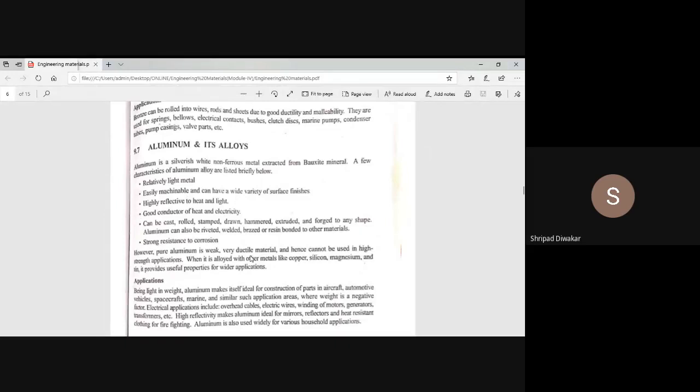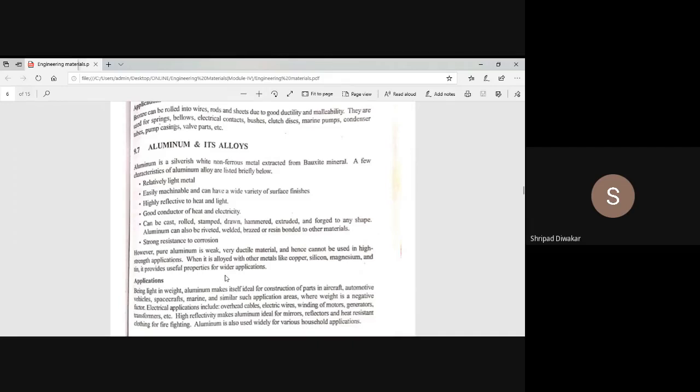And one more important property is it has very strong resistance to corrosion, like your brass and bronze. And one advantage is it is very light in nature. These are the properties. On the other hand, it is a ductile material. It is very weak in nature.